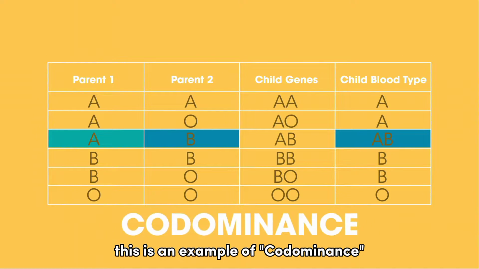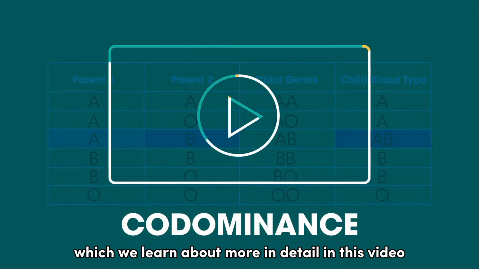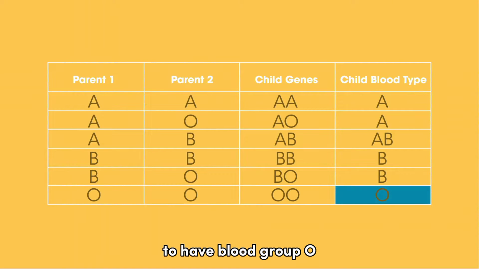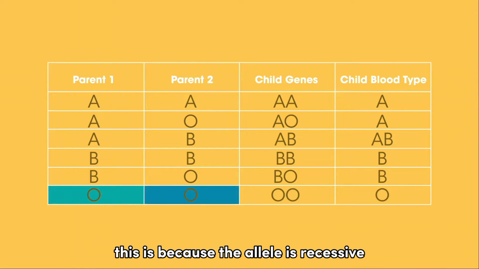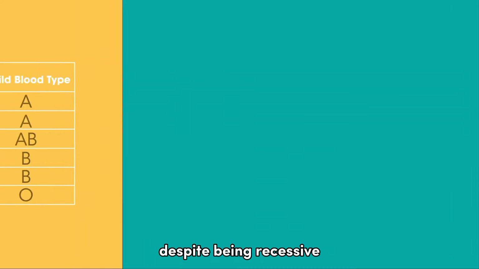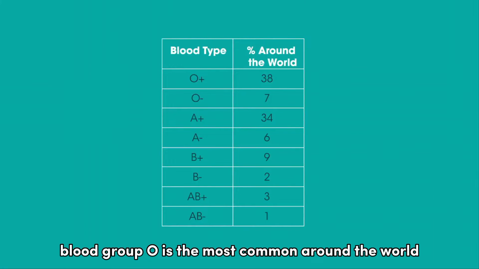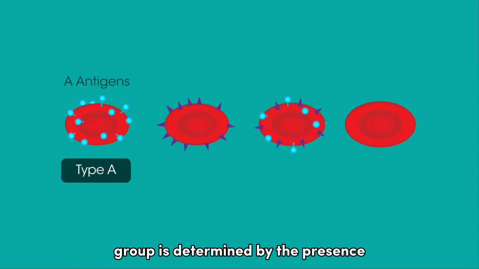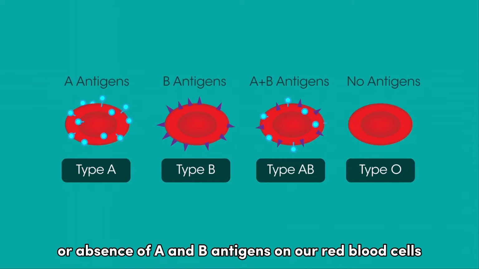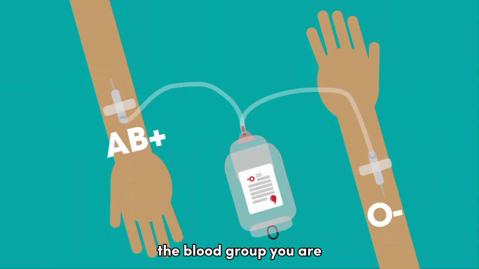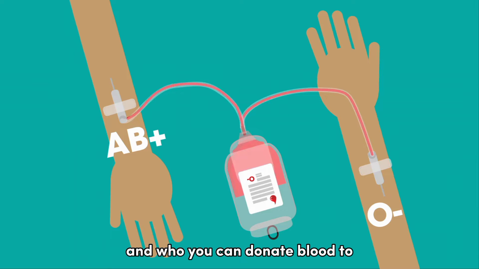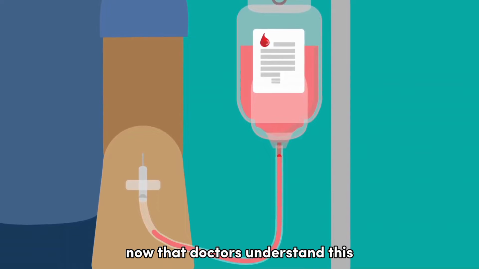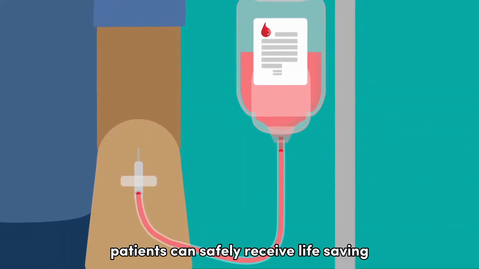This is an example of codominance, which we'll learn about in more detail in another video. To have blood group O, you need your genes to be OO, and so both of your parents must also have an O allele. This is because the allele is recessive. Despite being recessive, blood group O is the most common around the world. In summary, our blood group is determined by the presence or absence of A and B antigens on our red blood cells, which are inherited from our parents. The blood group you are also determines who you can receive blood donation from and who you can donate blood to. And thankfully, now that doctors understand this, patients can safely receive life-saving transfusions.